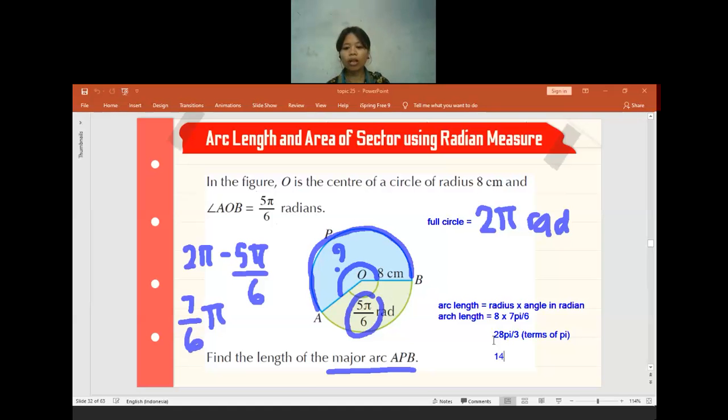Did I make a wrong calculation here? 28 pi divided by 3. I thought divide by 3, divide by 6. My mouth sometimes slips. Because the 8 and 6, I can cancel by dividing by 2, so it will be only 4 times 7, 28, and then divided by 3. Does anyone get a different answer from me?